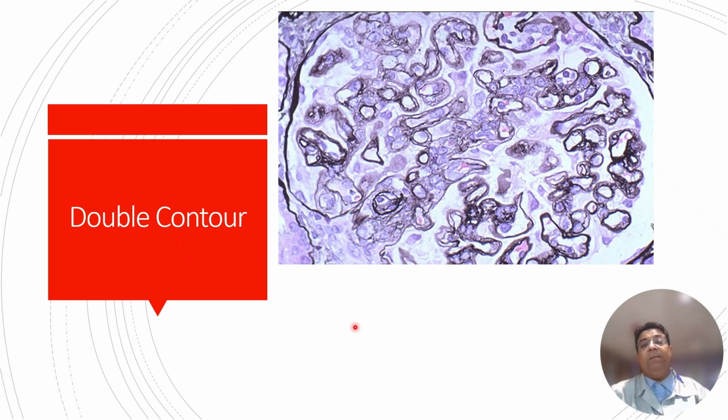This is just an example of double contour, also known as tram tracking. By tram tracking, we are referring to train tracks. As you know, there are 2 parallel lines upon which the train runs. So double contour looks like a train track because you have the original basement membrane, which is injured, and the cell makes another basement membrane trying to protect itself. We'll talk about the reason why tram tracking or double contouring happens in subsequent slides.